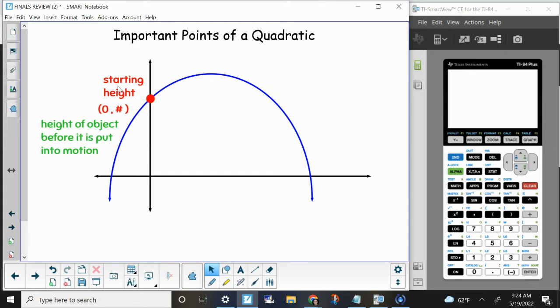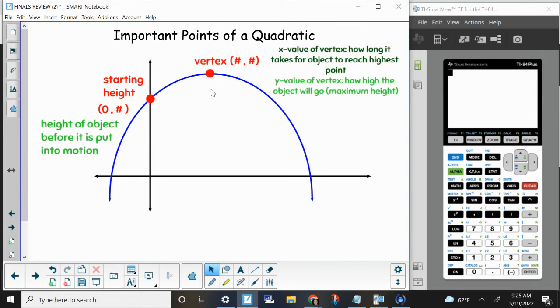which also refers to our starting height. So this will always be 0 and then a number, and that y value will always be height, and it is the height of the object before it is put into motion. And this could vary, so make sure you pay close attention to what the problem is asking you. All right, so that is the starting height. That is your y-intercept.